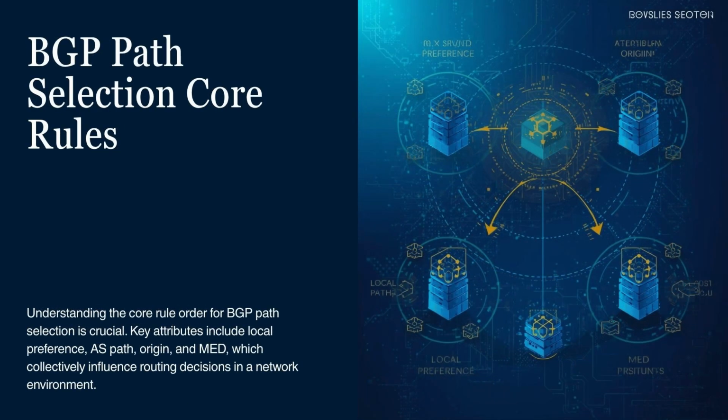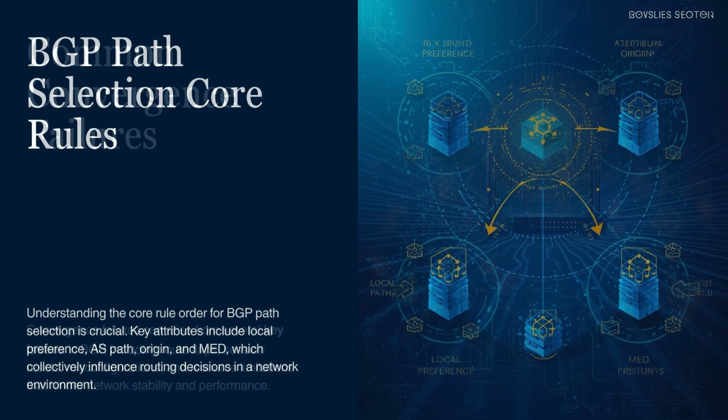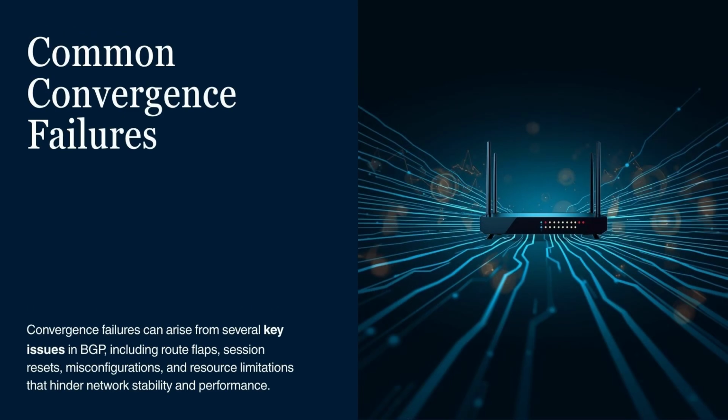Path selection logic. The most common BGP question is, how does BGP pick the best path? Here's the correct order. And make sure to say it clearly in interviews. Highest weight, highest local preference, locally originated routes, shortest AS path, lowest origin type, lowest MED, only if from the same AS, eBGP over iBGP, lowest IGP metric to next hop, oldest path, lowest router ID. And remember, always mention same AS in the MED rule. It shows mastery.